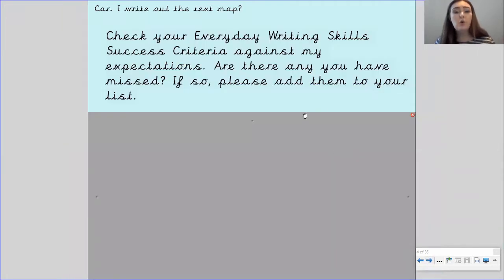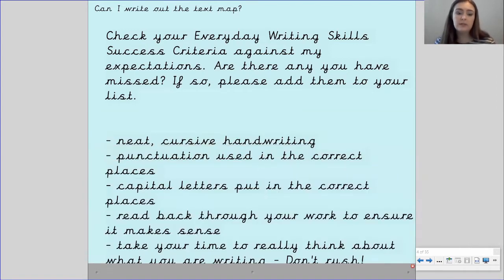Okay, so check your everyday writing skills success criteria against my expectations. Are there any you've missed? If so, please add them onto your list. So we need to see neat cursive handwriting. Punctuation must be used in the correct places. Capital letters must be used in the correct places. Make sure that you read back through your work just to check that it makes sense. And take your time to really think about what you are writing. Don't rush.